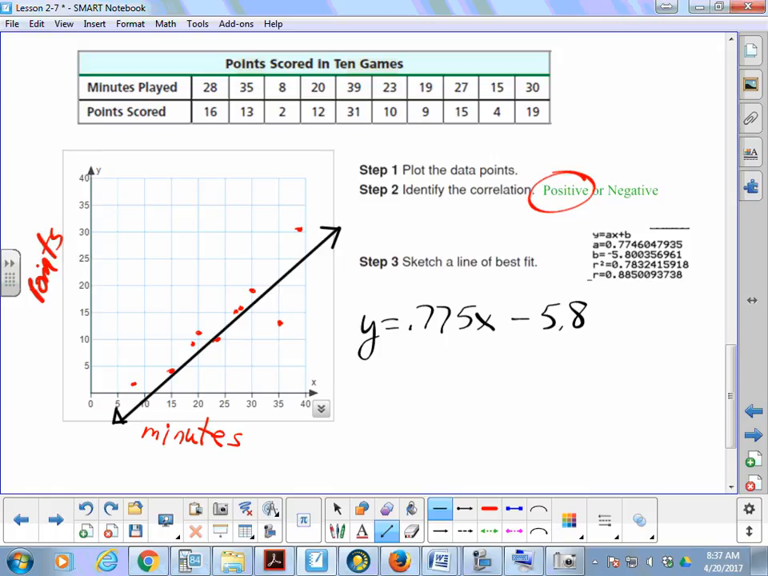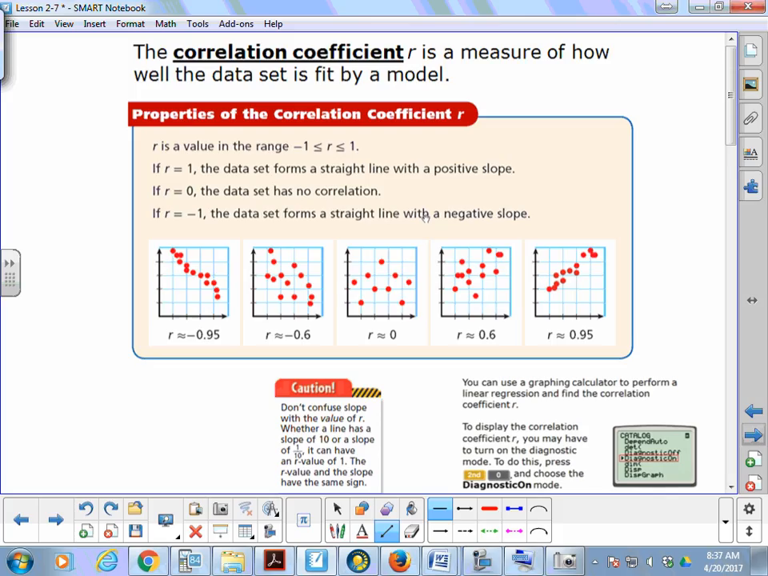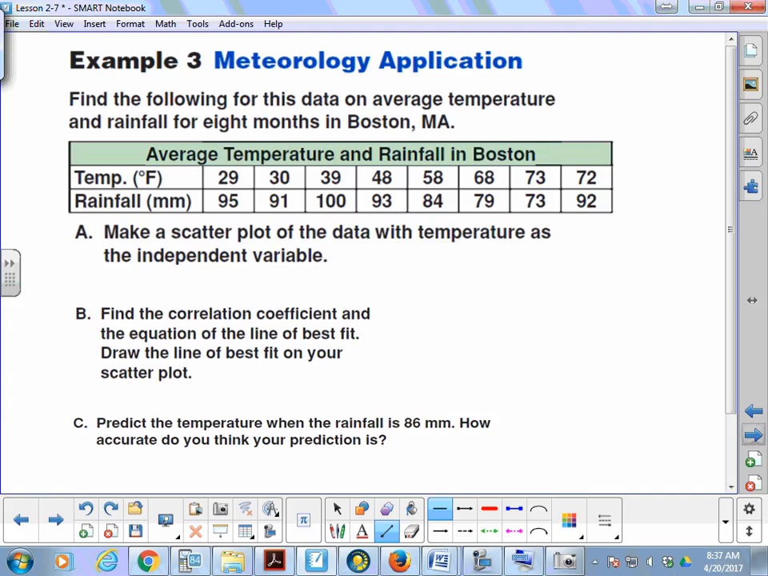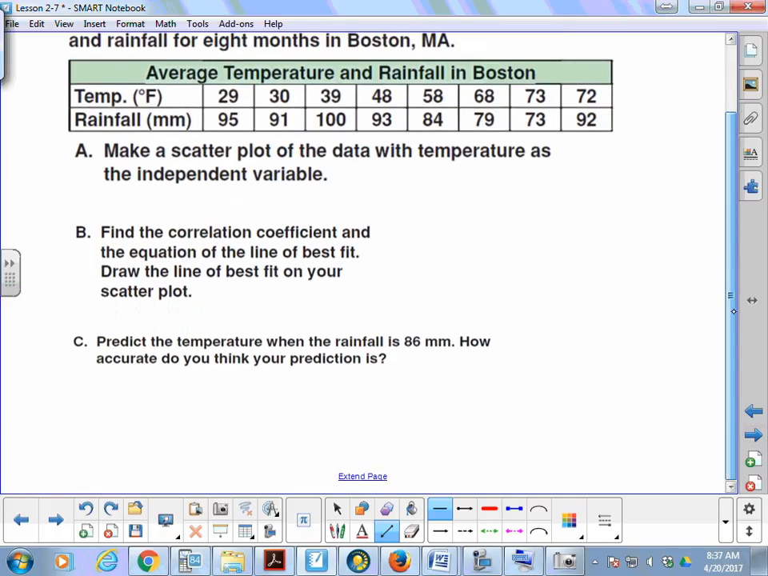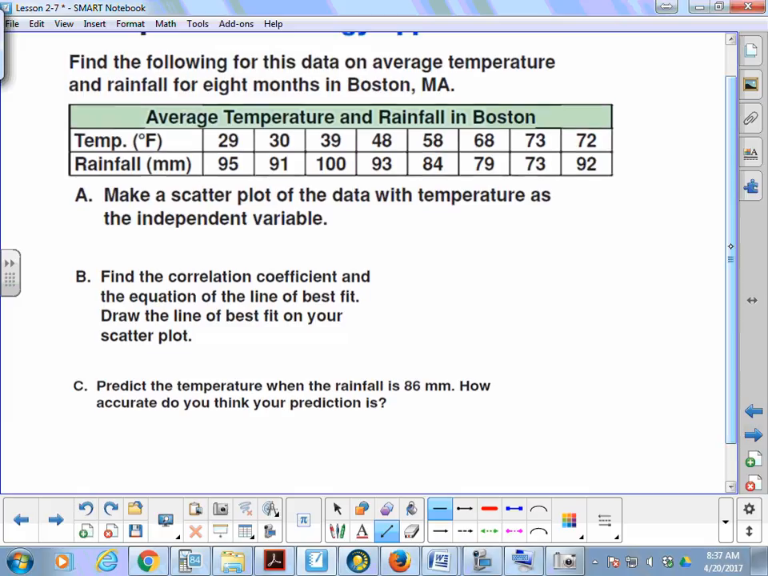All right, so let's do one other one together. Okay, so we're going to do this one here, this meteorology application. Now, we're not going to do the scatter plot on paper for this one, okay? Right now, we're just going to utilize our calculator so we get through and answer the question they want us to answer with it. So use this data.